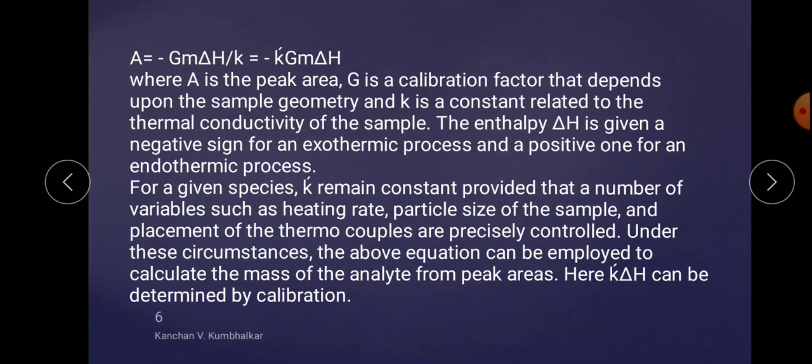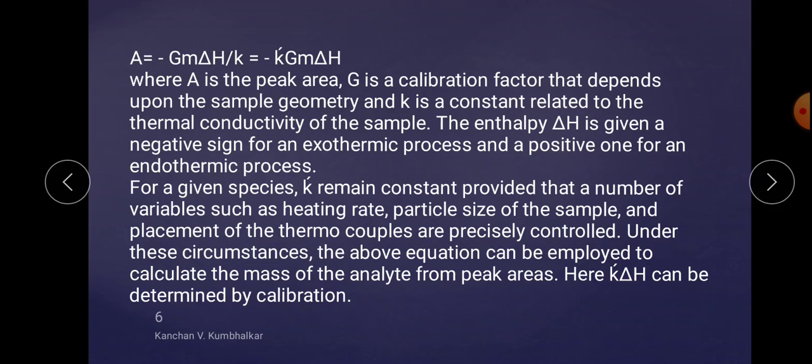As the temperature changes, its thermal conductivity changes, as a compound changes, its thermal conductivity changes. So for different samples, the thermal conductivity differs. So K is a constant related to the thermal conductivity of the sample, and the enthalpy delta H is given a negative sign for an exothermic process and a positive sign for an endothermic process.